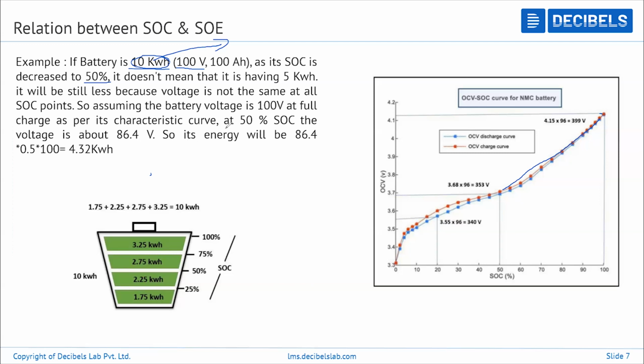So here at like 50% of SOC, the voltage is about, assuming, 86.4. So its energy will be 86.4 volt into 0.5 into 100, which will still be less than 5, sorry, 5 kilowatt hour. So this is the way it has to be calculated when we represent our energy in terms of kilowatt hour.